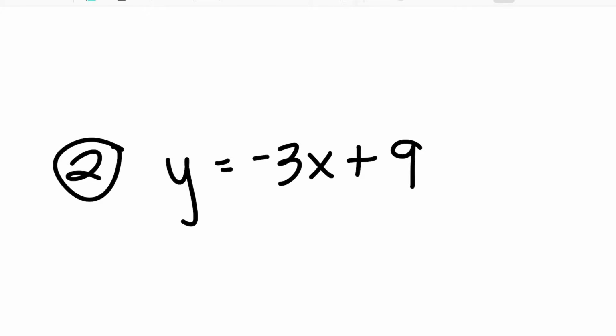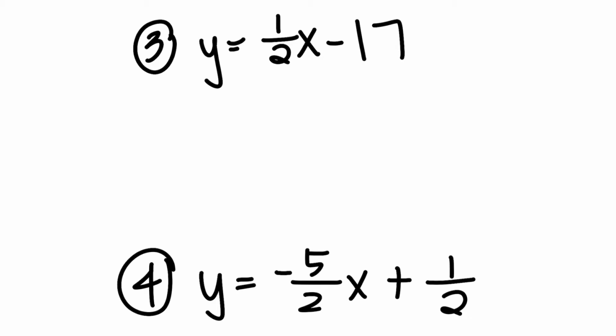Let's try the second problem. What is the slope of this line and what is the y-intercept? The slope of this line is a negative 3. Negative 3 is being multiplied by x, so we know that that is our slope. Our y-intercept here is 9, or a positive 9. So this is the equation of a line that has a slope of negative 3 and a y-intercept of 9.